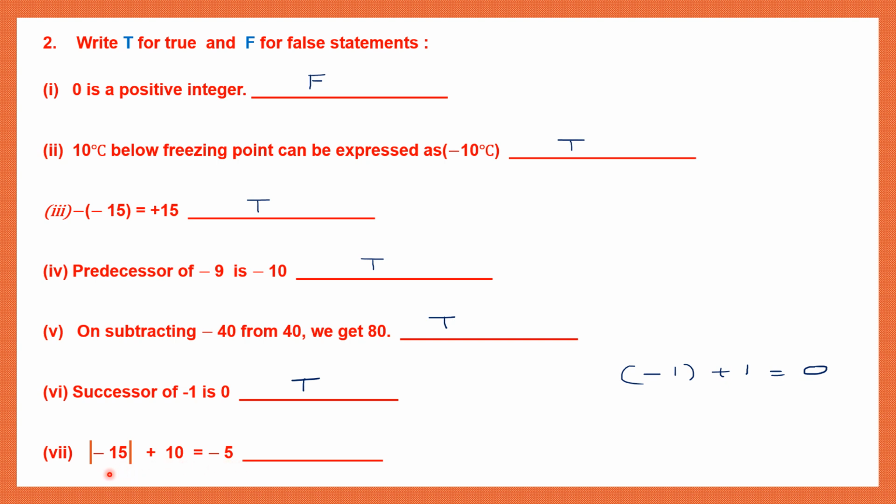Okay, so here we have the absolute value of negative 15 plus 10 is negative 5. Let's check if that's correct. Now the absolute value of any integer will be positive. So this will just be 15. 15 plus 10 is 25. It is not negative 5. So this statement is false.